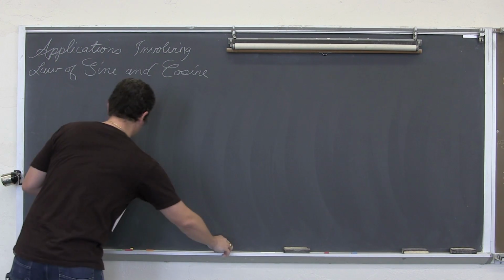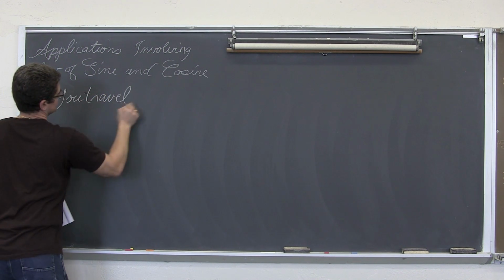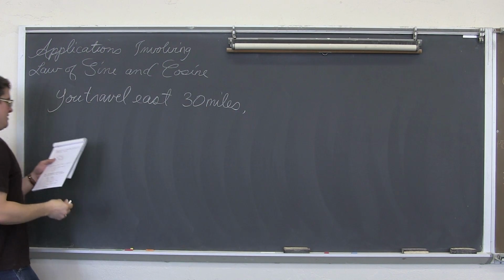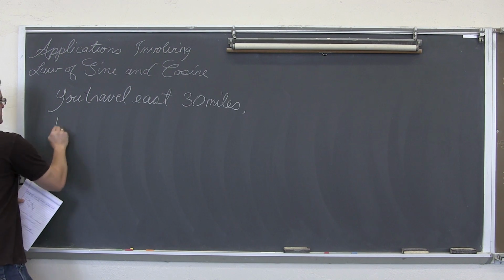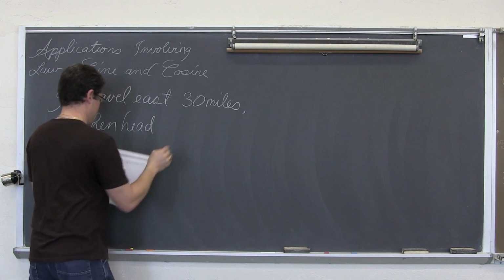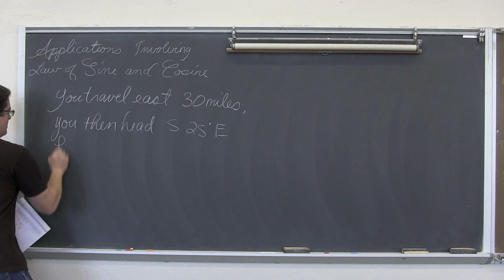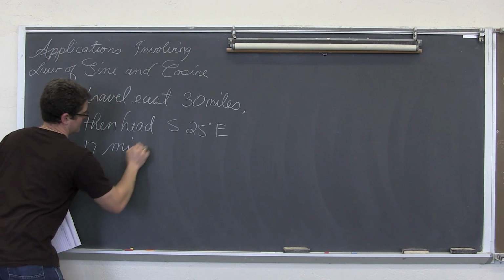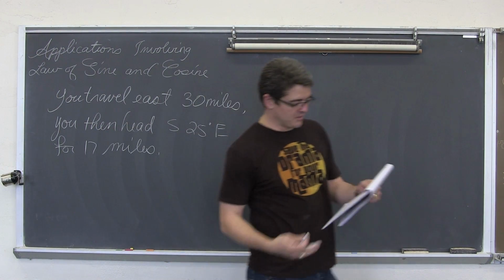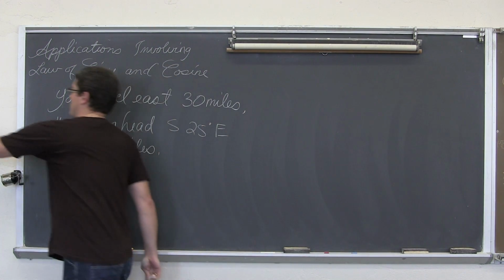You travel east 30 miles. You then head south 25 degrees east for 17 miles. Okay, the first question I want to ask, based on that information, is how far are you from where you started? A pretty basic question.